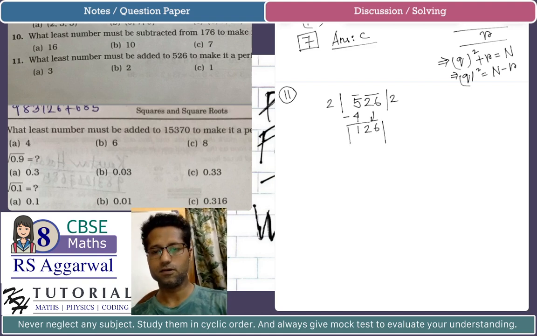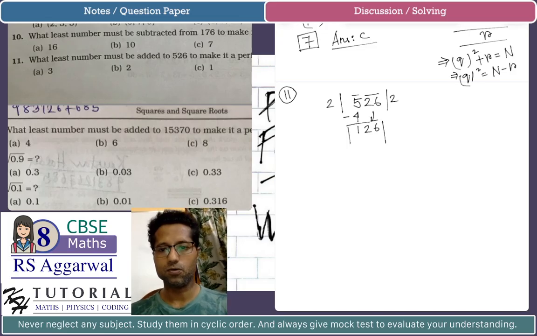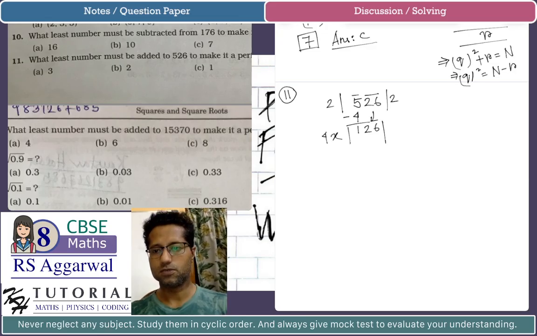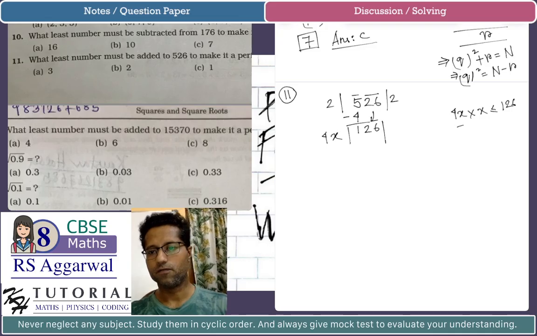Then the next partial divisor will be the current quotient, which is 2, multiplied by 2, that is 4. Now I have to add a digit x after 4, such that the two-digit number 4x multiplied by x should be less than or equal to the dividend, that is 126. From here we have to find x. What can x be?